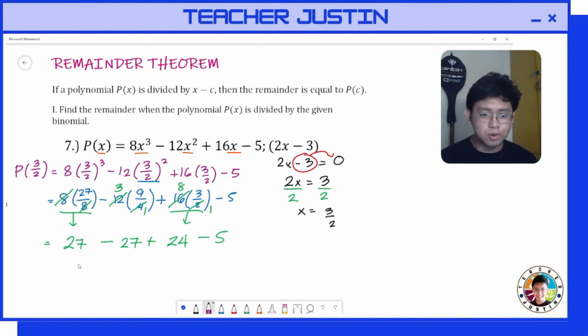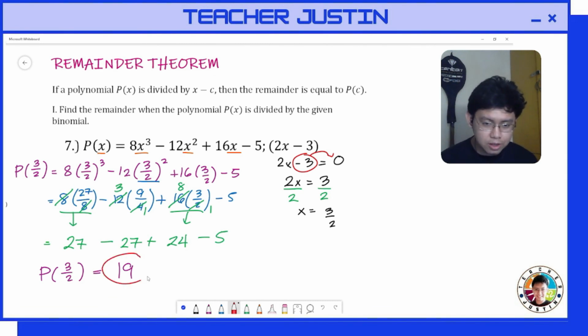Then, let's combine from left to right. So, 27 minus 27 plus 24 minus 5. That will give us p of 3 over 2 is equal to 19. Therefore, our remainder will be positive 19. So, 19 is our remainder. Alright, so this will be our final answer.